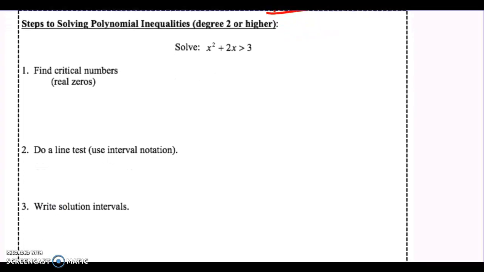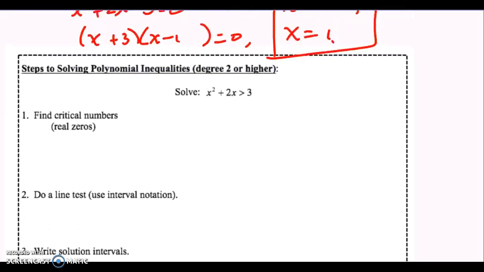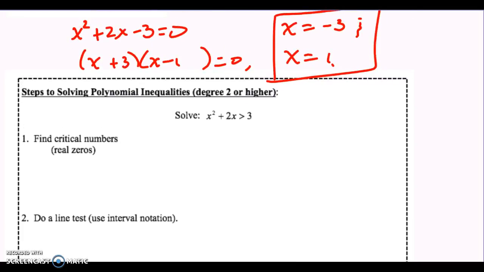Now we're going to do this part. We're going to actually look at the steps to how you solve a polynomial inequality. The way you're going to solve a polynomial inequality is you're going to look at these few steps. First, you find the critical numbers. The critical numbers are the roots. Any real roots that you come up with are going to be defined as the critical numbers. So for this particular example, we have x equals negative 3 and x equals 1. Those are the critical numbers for us.